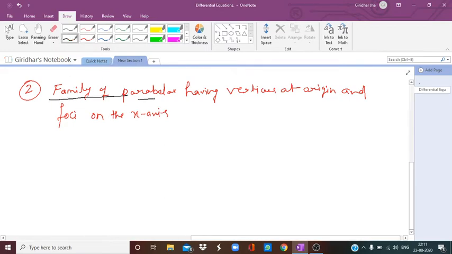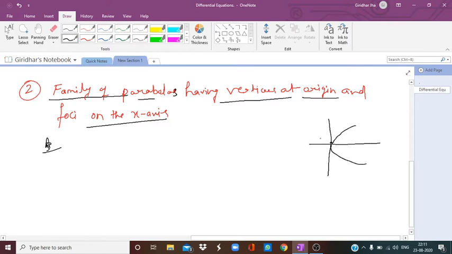Family of parabolas. We have to form the differential equation of the family of parabolas having vertices at origin and foci on the x-axis. So if you go by the pictorial, look at this pictorial, how it will look like. This is the axis, the parabola, this is the vertex, correct? This is origin 0 comma 0, this is vertex, this is your x-axis.